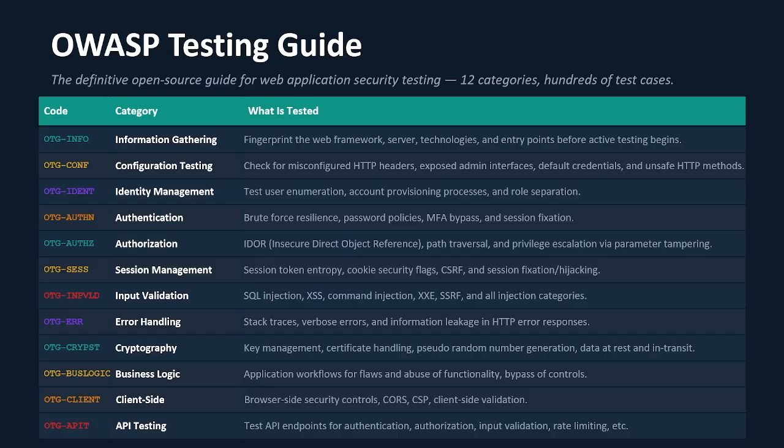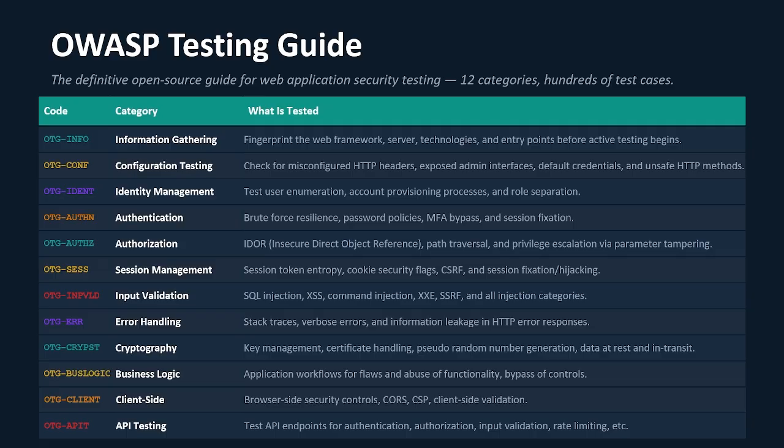So OWASP, the Open Web Application Security Project, has 12 categories for this, with hundreds of test cases. It was recently updated, and these are the different categories. If you are curious, you can go looking for the OWASP testing guide and see all of those categories and what they actually encompass.